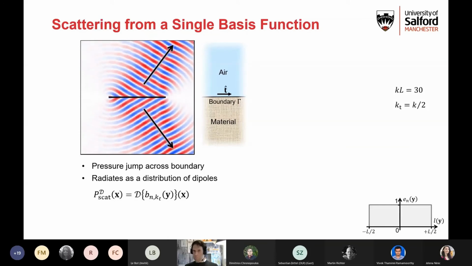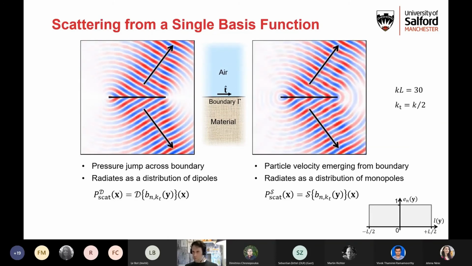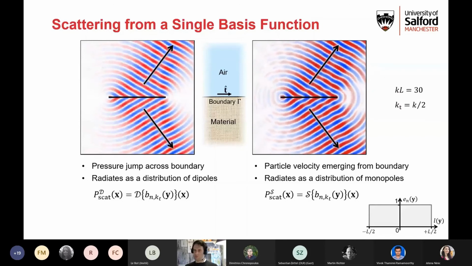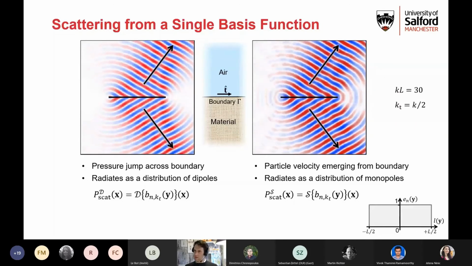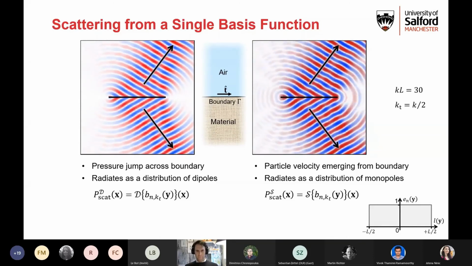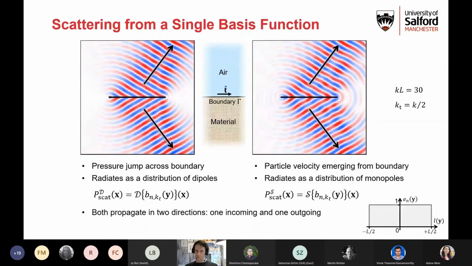Alternatively, if you do this with monopole distribution, then you get something that's symmetrical. You still get it going off in both directions. As I just mentioned here, this simulation is for kL equals 30, where L is the length of the panel, and the tangential wave number is k over 2. So we're getting a kind of cos 30 degrees thing going on here. So both these waves propagate in two directions, one incoming and one outgoing simultaneously. But if you're thinking about synergy with GA and these kind of reflections versus these shadow waves and things, they need to be separated. So how do we do that?